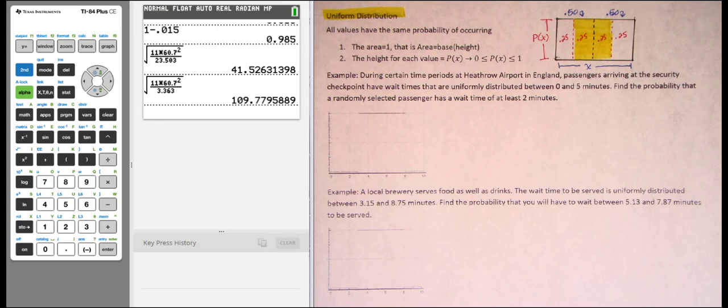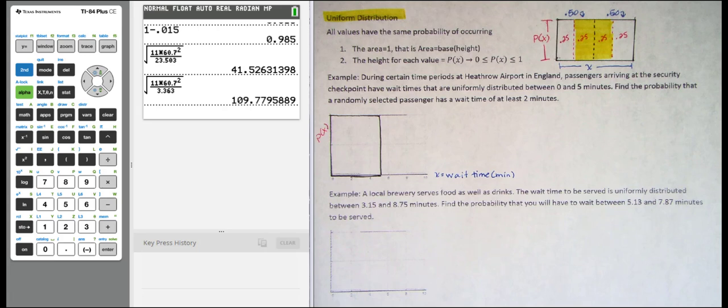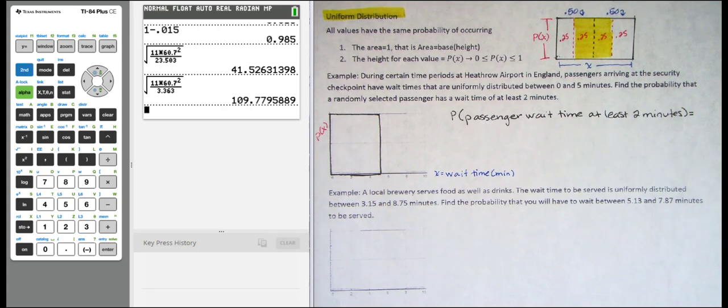During certain time periods at Heathrow Airport in England, passengers arriving at the security checkpoint have wait times that are uniformly distributed between 0 and 5 minutes. Find the probability that a randomly selected passenger has a wait time of at least 2 minutes. Our variable x along the horizontal axis represents our wait time in minutes, while the vertical axis represents our probability. The problem states that we are uniformly distributed between 0 and 5 minutes, giving us this rectangle. We are asked to find the probability that a passenger wait time is at least 2 minutes.